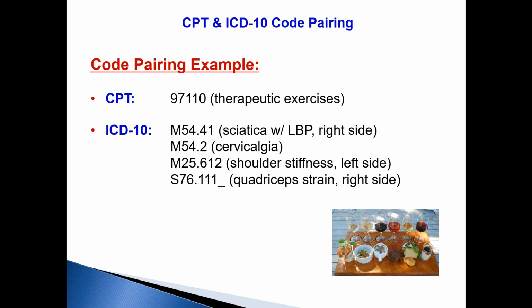Diagnosis, M25.612. That pairs beautifully with therapeutic exercises. What's therapeutic exercises? I'm going to use it to increase range of motion. See, there's the connection. How about a right side quadriceps muscle strain? That's S76.111. Now there's a little underscore there because if you're familiar with S codes, you have to have a 7th digit extender which designates the encounter. Is it initial encounter, subsequent encounter?